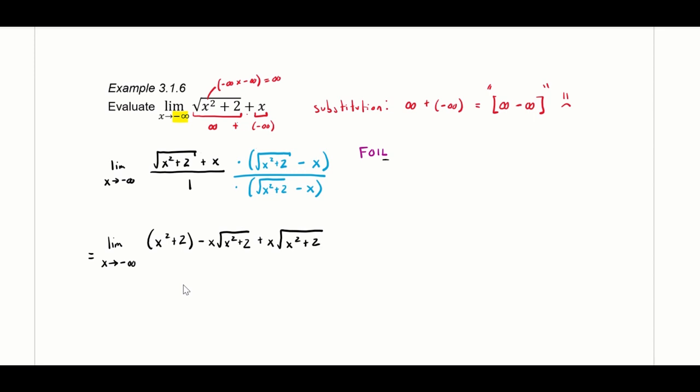And then the L in FOIL, my last terms, negative x times x, that's going to give me negative x squared. And that's all going to be divided by, in this case, my denominator is nice and easy. 1 times that conjugate is going to be just the conjugate piece, square root of x squared plus 2 minus x.